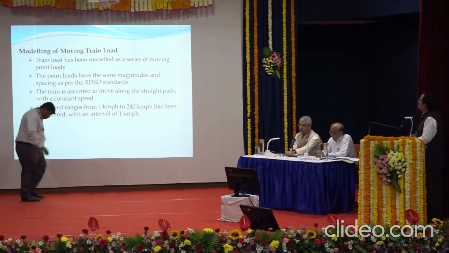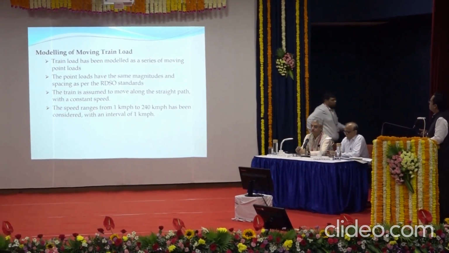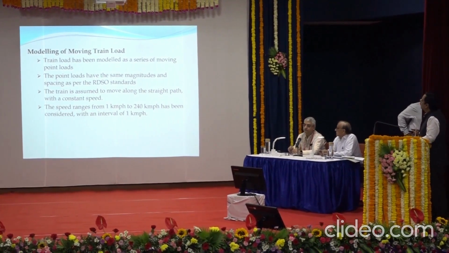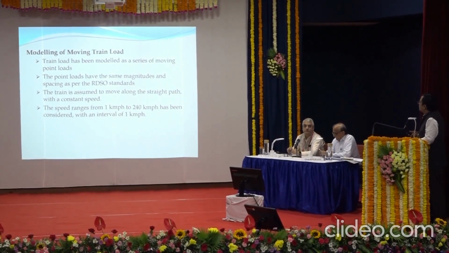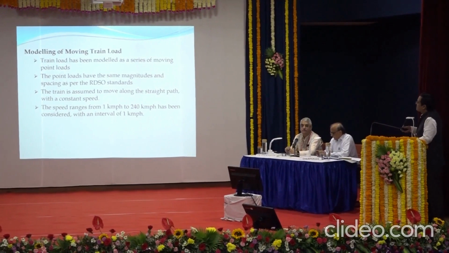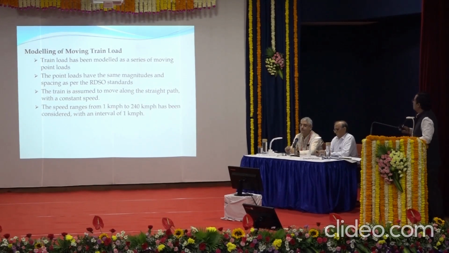Next, how did I model the moving train load? The train load has been modeled as a series of moving point loads. The point loads have the same magnitude and spacing as per the RDSO standard. The train is assumed to move along a straight path with a constant speed, and the speed was increased from 1 kmph to 250 kmph. The entire analysis was done up to 250 kmph with an increment of 1 kmph.